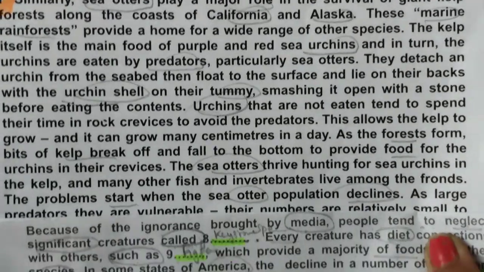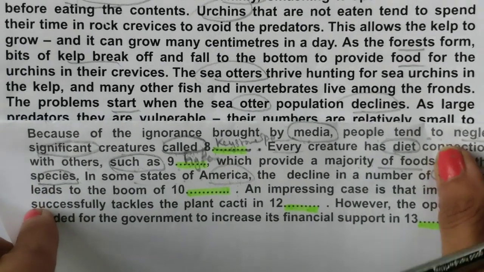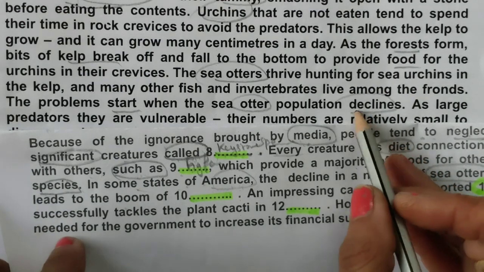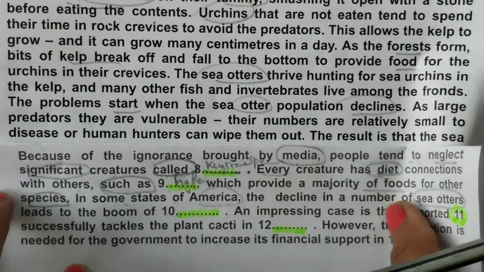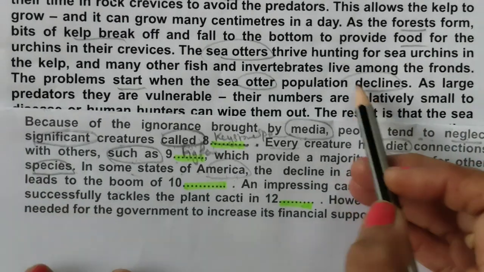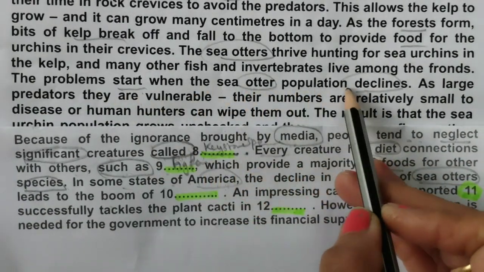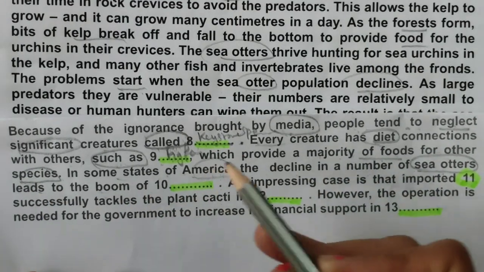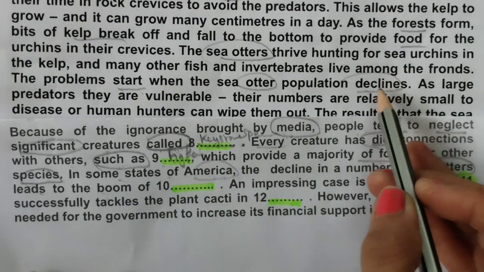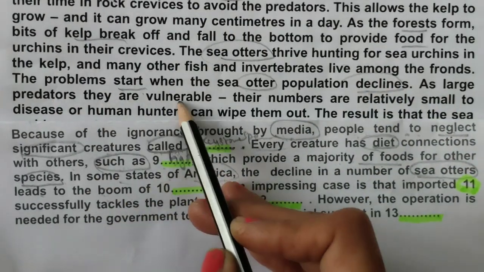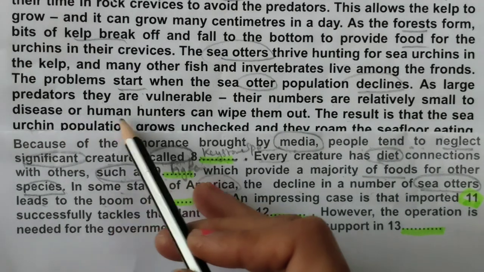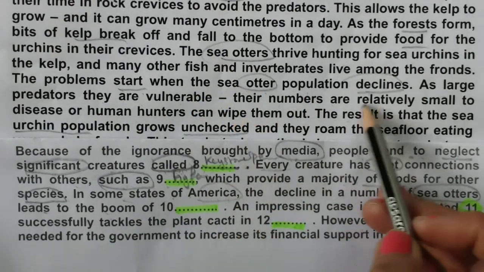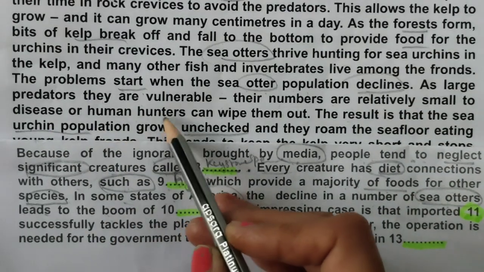See this: if you are doing this underlining while doing the first question, definitely you will benefit in getting the location for the second type of question. So decline is here. Problems start when the sea otter population declines. Decline in the number of sea otters leads to a boom, boom meaning increase. As large predators, they are vulnerable. Their numbers are relatively small, and disease or human hunters can wipe them out.